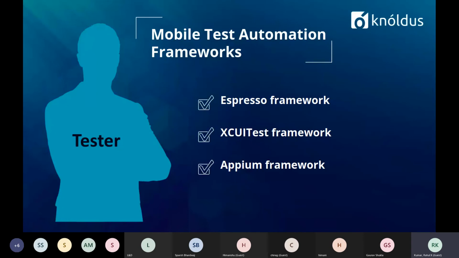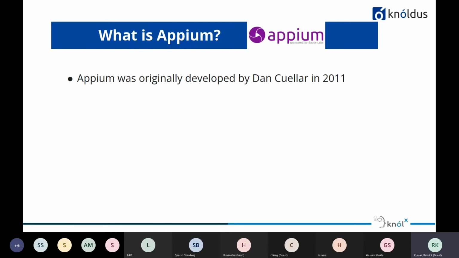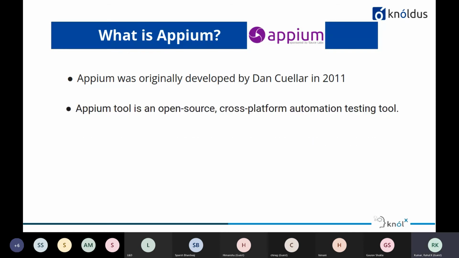So moving to the next one, what is Appium? Appium was developed by Dan Keller in 2011 using the C# programming language initially and named iOS Auto. Appium started as a command line based tool initially. After that, Appium is an open source, meaning freely available, but it became open source in 2012 under the Apache 2 license.